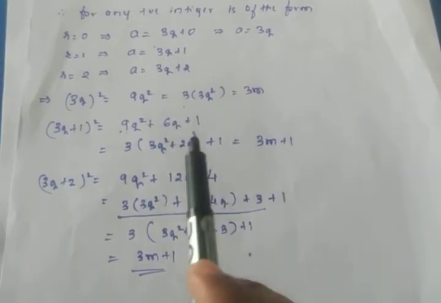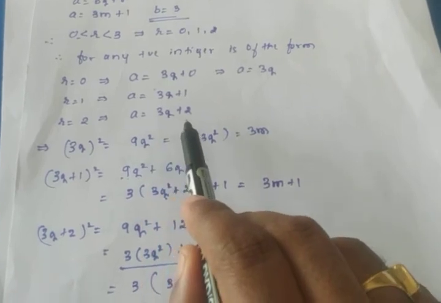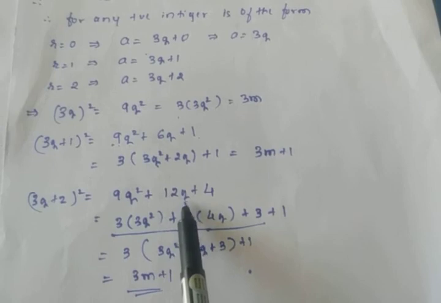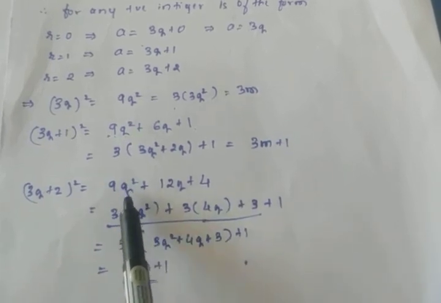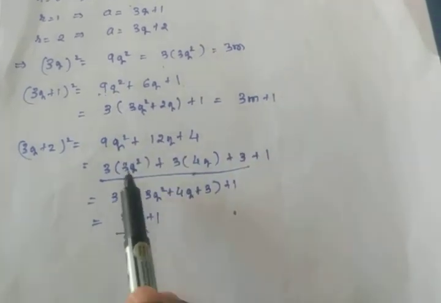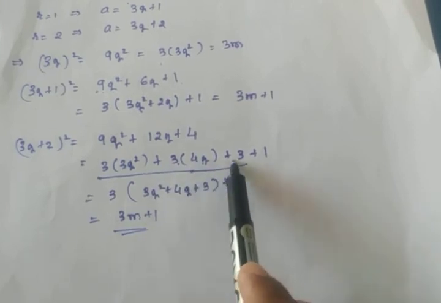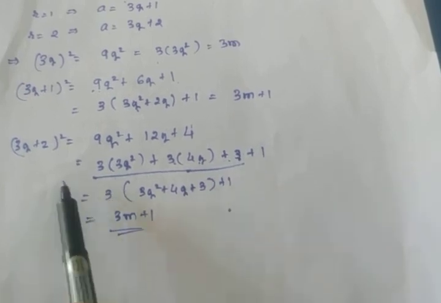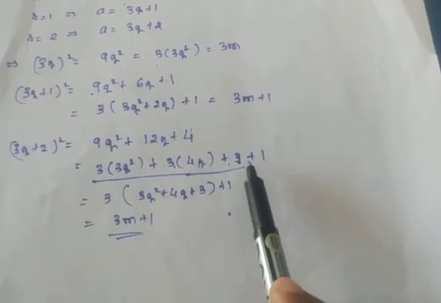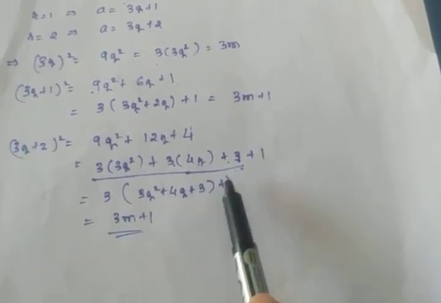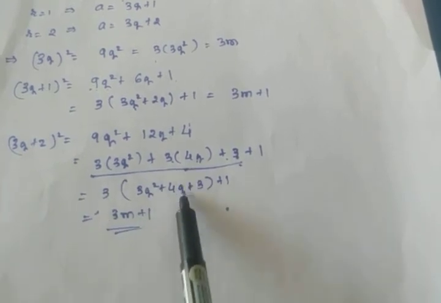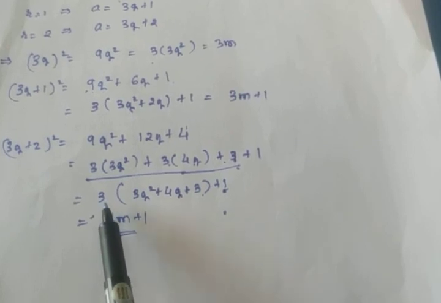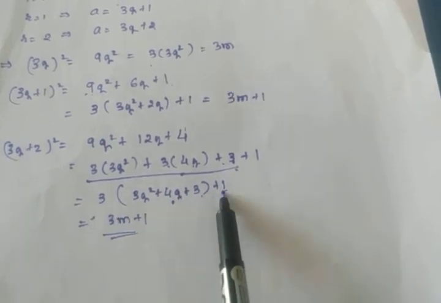Then it is 3m plus 1. So next one, taking a equal to 3q plus 2 whole square, again applying the (a plus b) whole square formula, we get 9q square plus 12q plus 4. Again we write in the multiple of 3: 3 into 3q square plus 4q, plus 4. So 4 we split as 3 plus 1. Taking the total 3 as common multiple, what remains is 3 into 3q square plus 4q plus 1, plus 1. So now we have written it in the form of 3m plus 1.